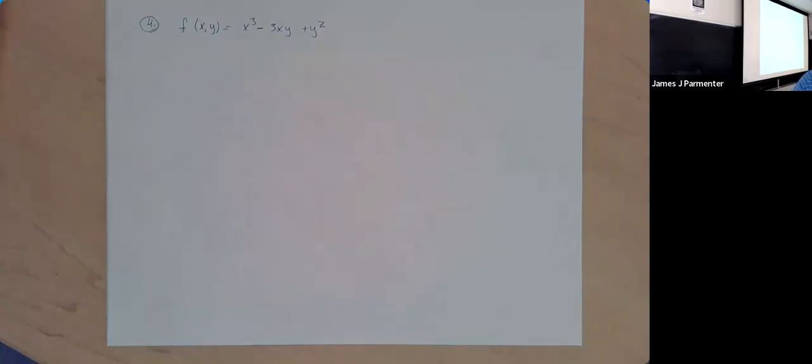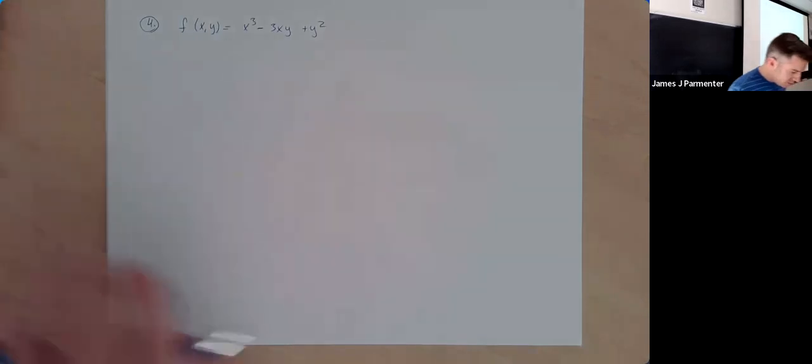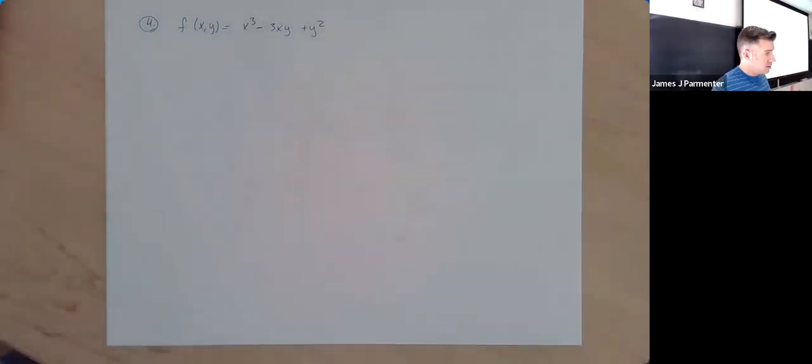Okay. It's all right. So to find critical points, you're just finding where both the first partial with respect to x and the first partial with respect to y are equal to 0.